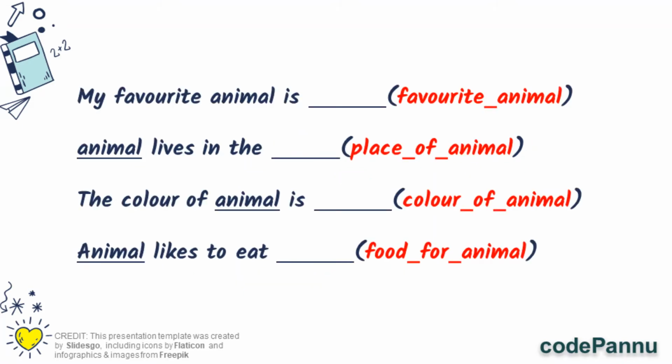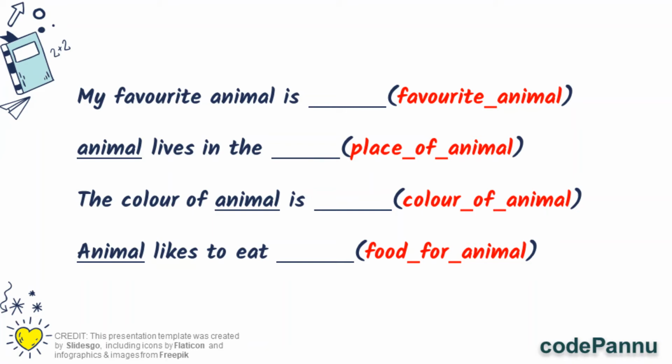After you create the four variables, we need to print the following sentences, which is: My favorite animal is, and here in this blank, the value of your favorite animal will be printed. The animal lives in the, so the place of the animal will be printed. The color of the animal is, so here the color of the animal will be printed. So if it is black, you will probably get something like the color of the animal is black. The animal likes to eat whatever the food of the animal is. Okay, so in case of rabbit, we can write rabbit likes to eat carrots.